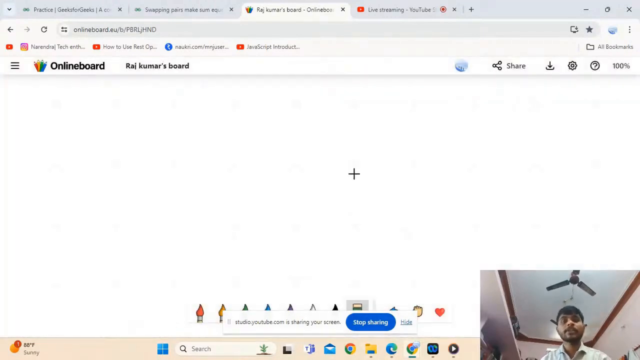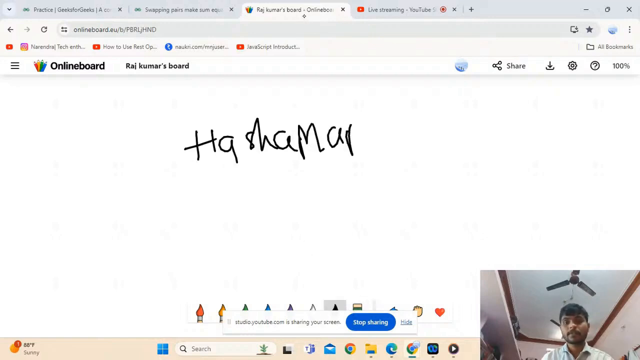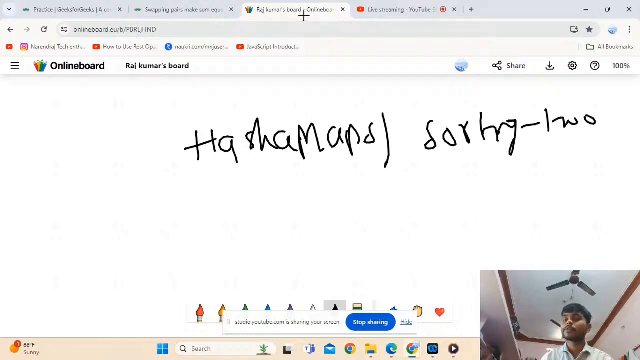In method one, we can do this problem by using a hash map. The board is not working now. We can do this problem by using a hash map, and also by sorting with two pointers. In two methods we can do this problem.